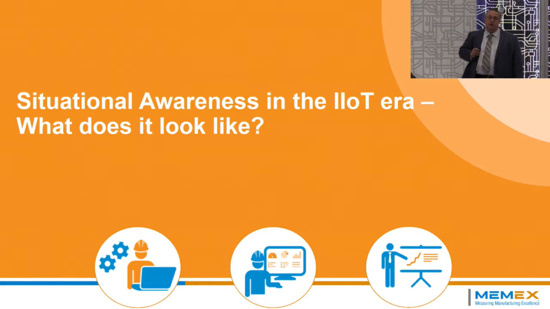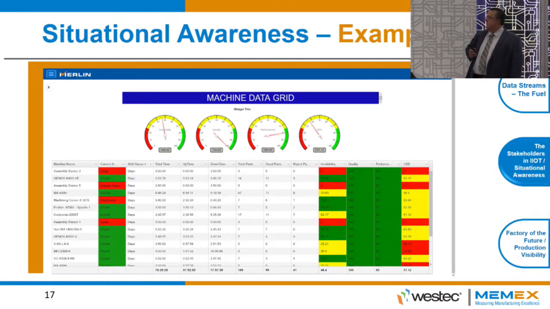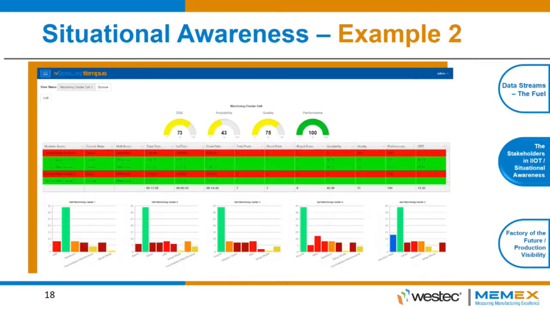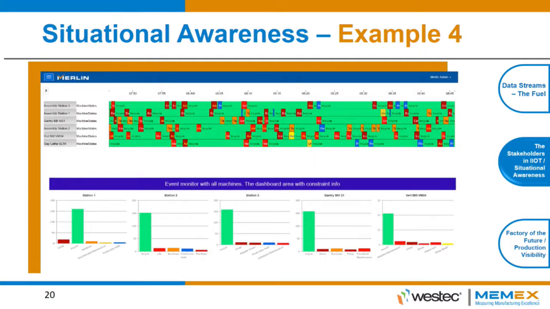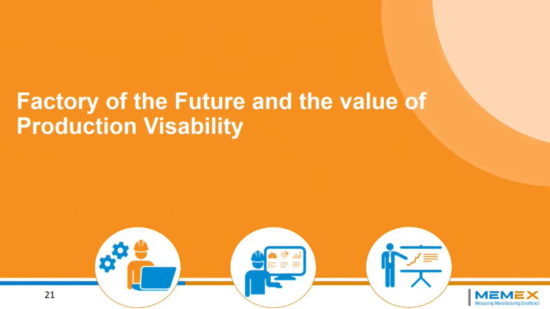What does situational awareness look like in the IoT era? I'll give you a few examples. It could look like this, or it could look like that, or it could look like this, or that. Those are just examples of our product, but now we have dashboards where we have transparency and visibility. What's the value of production visibility?